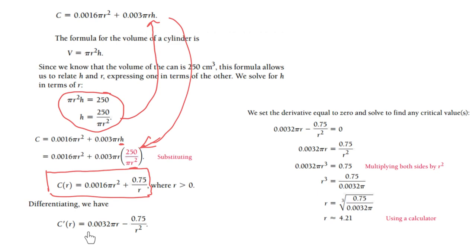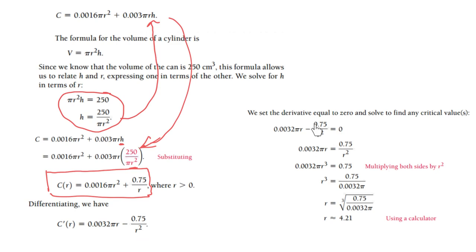So take the derivative, set it equal to 0 and solve. While taking the derivative, you can apply the power rule. 0.0016 pi is a constant, pi is a number, okay? So that is a constant times the derivative of r square. The derivative of r square is 2r. Then this constant is 0.75. The function is 1 over r. The derivative is negative 1 over r square.